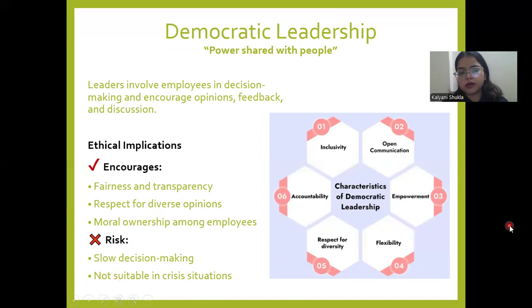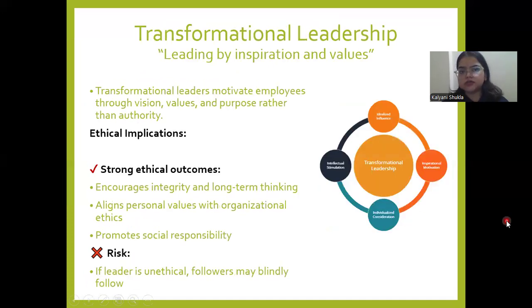The next thing I talk about is transformational leadership. Transformational leadership is leading by inspiration and values. Inspiration means the leaders who are leading at the top, and many people in the masses are following them. Be it Narendra Modi, Nelson Mandela, or Mahatma Gandhi, they are transformational leaders. They were leading for change in the society. It has its own characteristics: idealized influence, inspirational motivation, individual consideration, and intellectual stimulation.